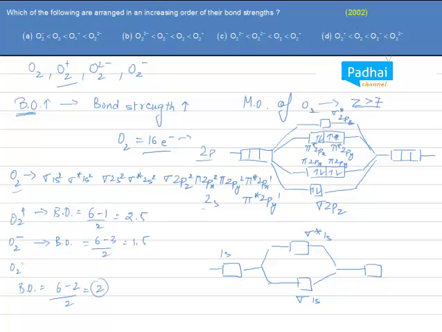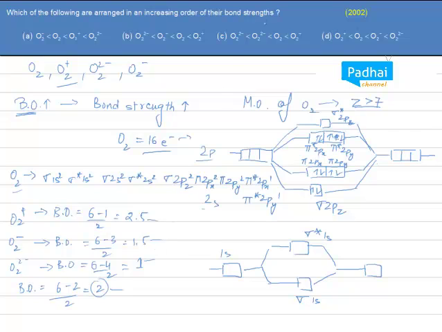And if I talk about O2 2 minus, one more electron will come into the anti-bonding. So this will be 6 minus 4 divided by 2, because there are 6 bonding electrons and 4 anti-bonding electrons. So this will be 1. So for O2 we calculated the bond order was 2, then 2.5, 1.5 and 1.